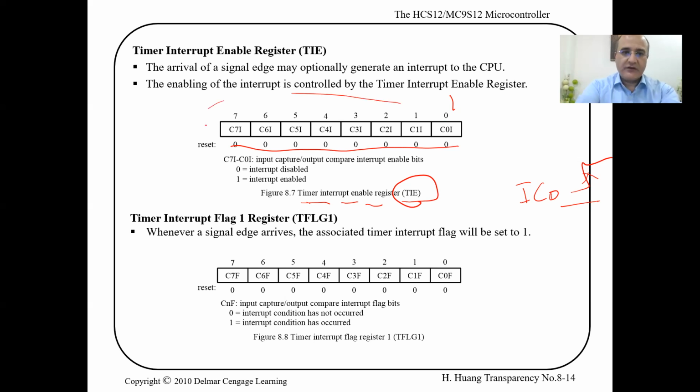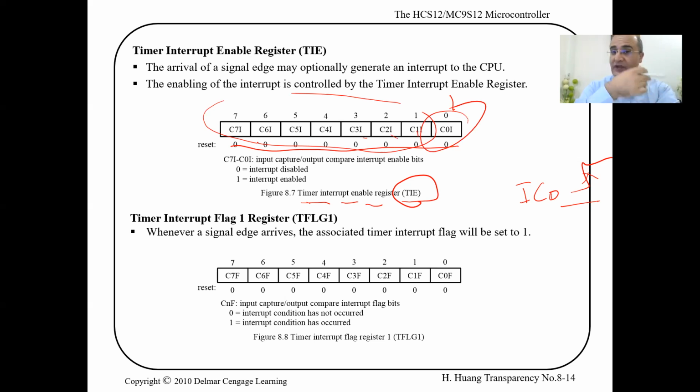Okay, same for the other ones. If you configured it as an output compare channel, again, when a successful compare happens, an interrupt is going to happen and interrupt the interrupt service routine. And again, these are the local enables for the 8 interrupts.